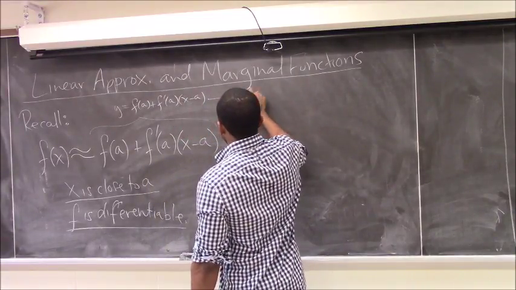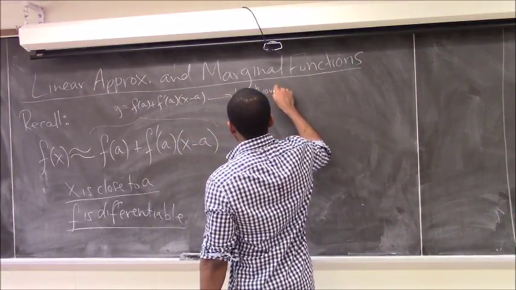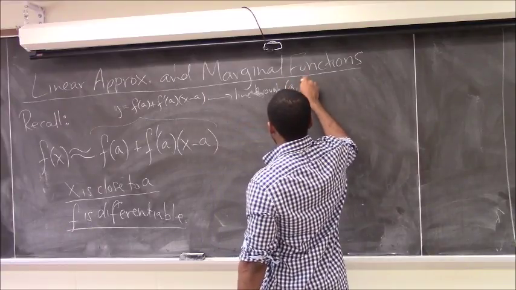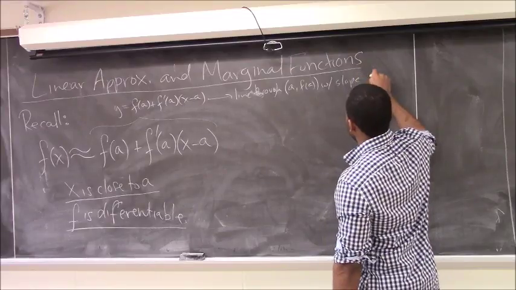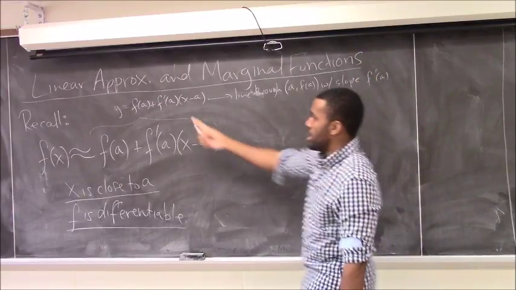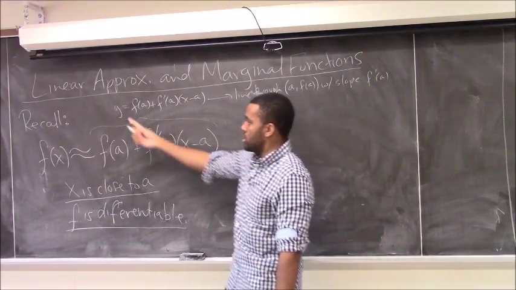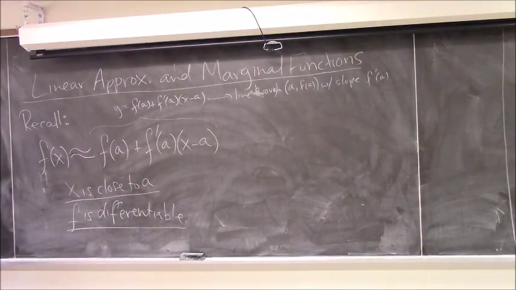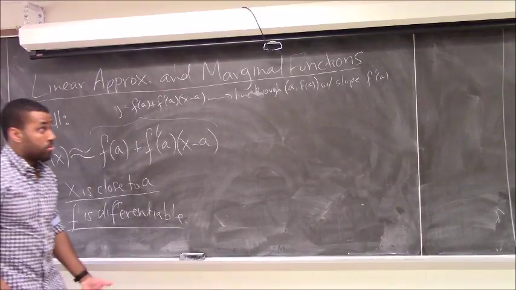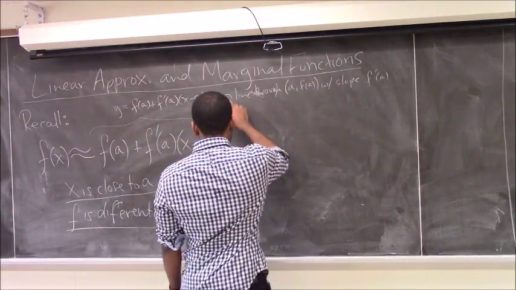This is just a line through a comma f of a with slope f prime of a, right? So if you plug in, m here is the slope, that's your x minus x1, this is your y minus y1. So it's really just a tangent line. So we can use the tangent line to approximate what a function is doing. That's a very nice use of a tangent line.